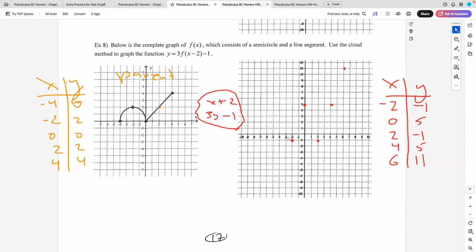So it definitely gets stretched vertically. The slope gets steeper in that linear portion of it, as it should. And yeah, it shifts. I think. Okay.